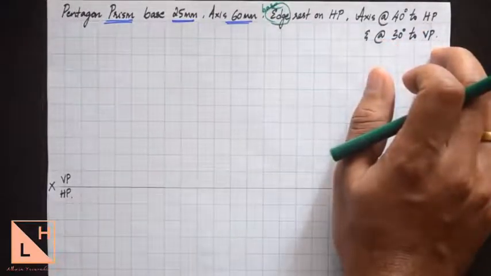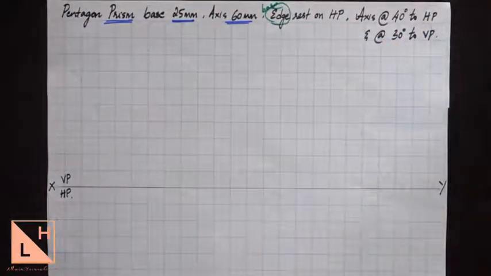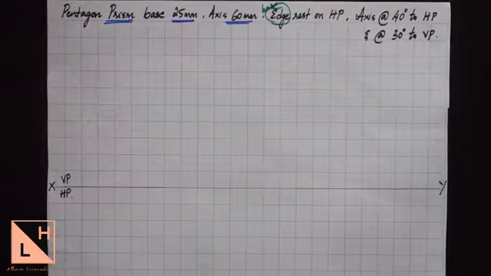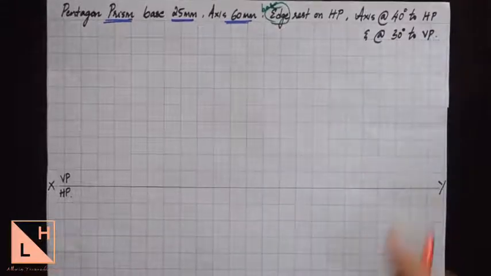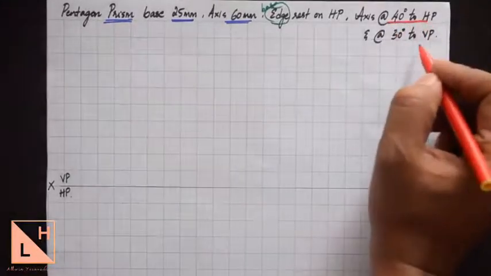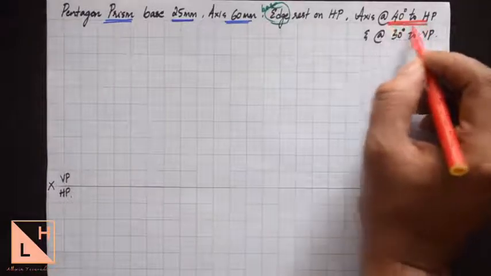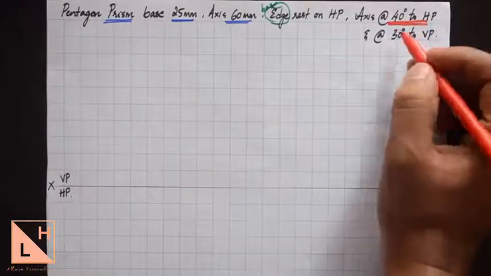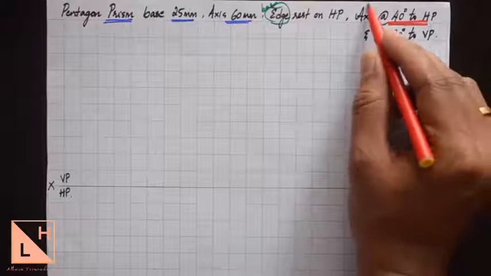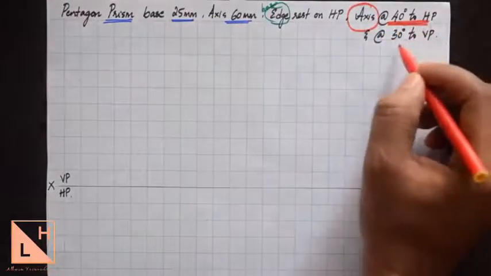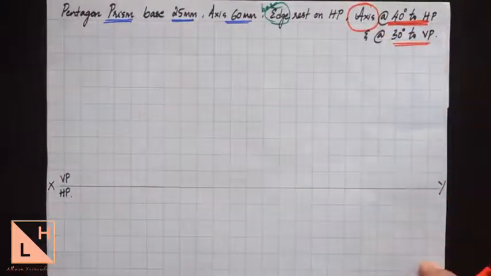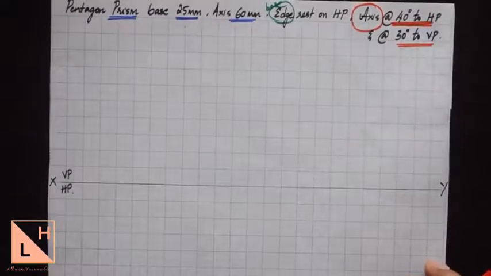to VP. Now note here that this problem is quite different from what we saw in the previous problem, because in the previous problem we had axis inclination with HP, while with VP the base edge was inclined in the previous square prism problem that we had solved. But here the condition is given with respect to axis, both HP as well as with respect to VP. So let us see how to solve this problem.